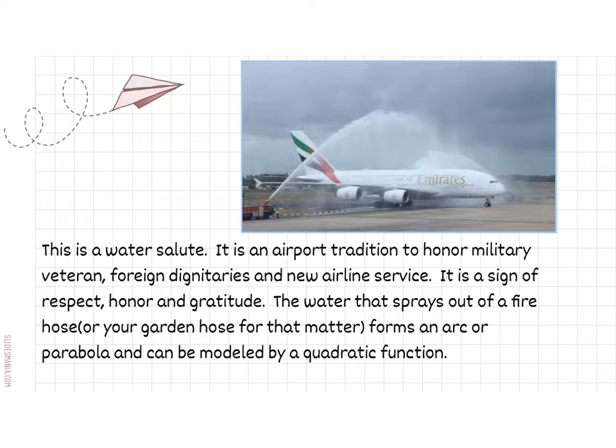All right, so here's an example. I was trying to find a problem about a fire hose I had seen written somewhere, but I could not find a decent picture of a fire hose spraying water in an arc. But I did find this, and this, I have learned, is called a water salute. It's an airport tradition to honor military veterans, foreign dignitaries, or new airline service. So they get like 2 fire trucks on either side of the airplane, and then they spray water in an arc, and so then the arcs intersect over top of the plane.